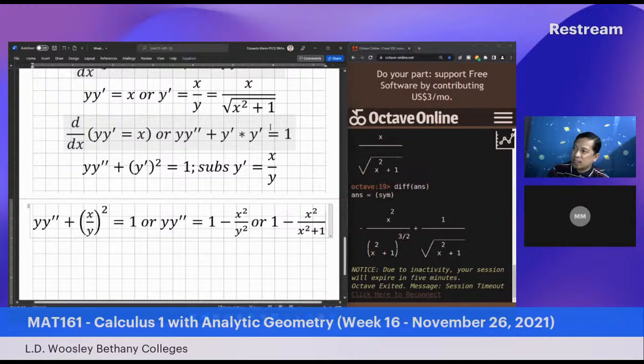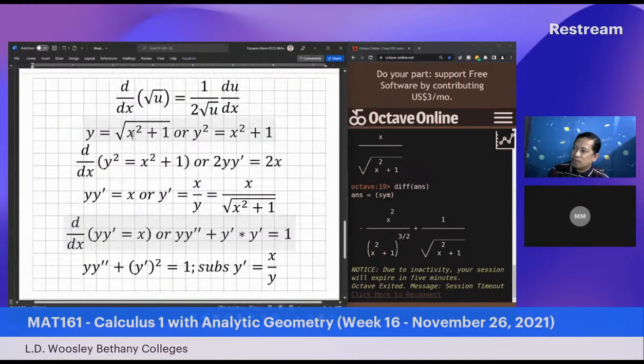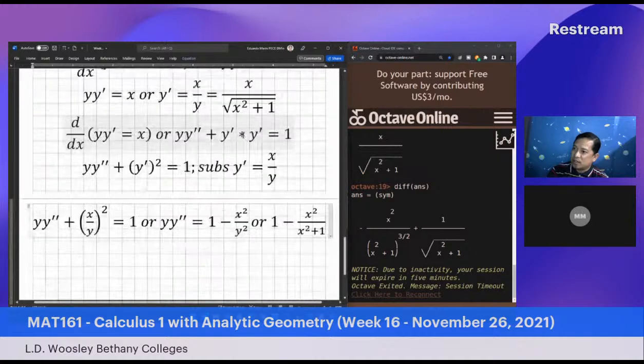Yung y squared, nag-gets mo, Micaela, y is equal to square root of x squared plus 1. Y squared, therefore, is equal to x squared plus 1. Ito na yun, no? Pinalitan ko lang. Nakuha ba? Opo. Okay. Sige, kailangan mo maunawaan.